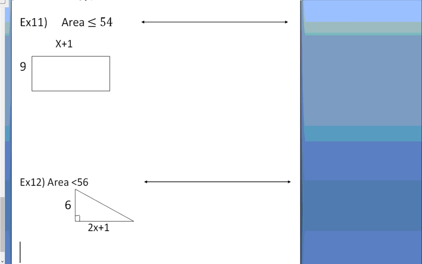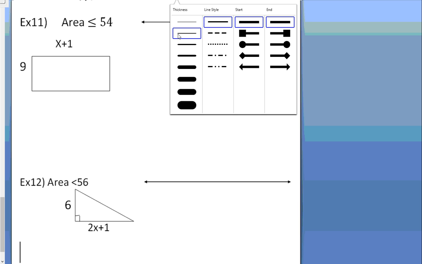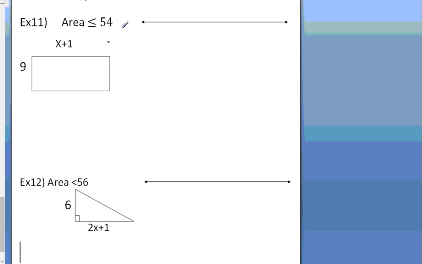In this problem, we need to first figure out what we need to know. Well, we're trying to find the area of this shape. And we know that the length is x plus 1 and the width is 9. And they're telling you the area is less than or equal to 54. Well, we know that area is equal to length times width, right? For a rectangle. So we know that 9 times x plus 1 is less than or equal to 54. This is the length and this is the width, however you want to look at it. But you're multiplying those two things and they have to be less than or equal to 54.